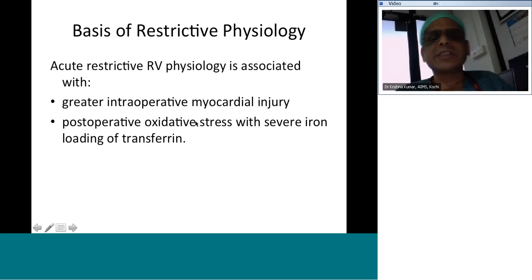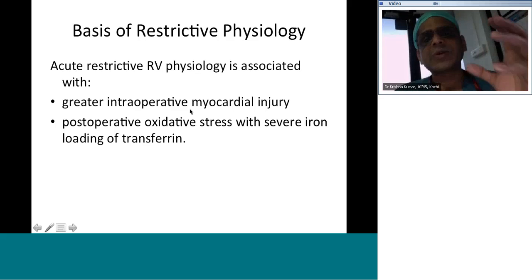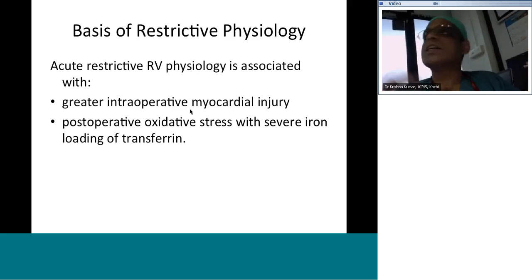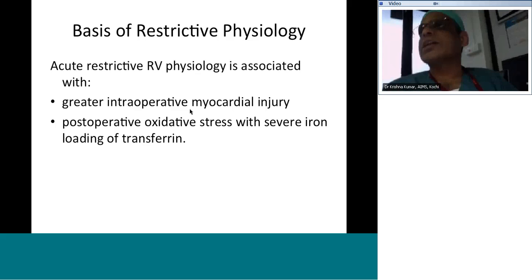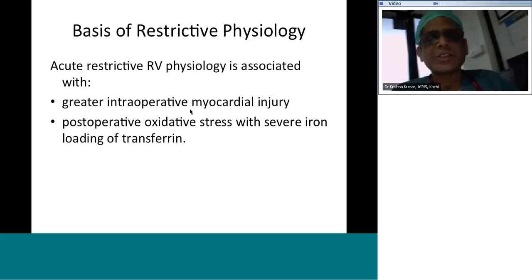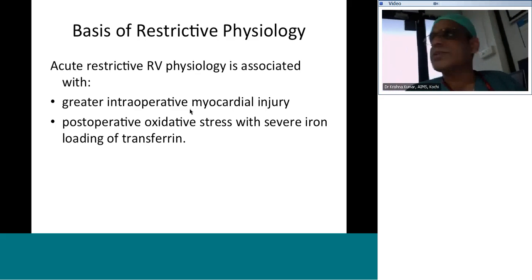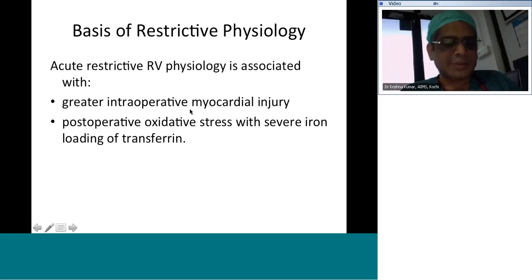I mentioned to you that these are patients who are hypoxic and not accustomed to a sudden oxidative stress load, because it results from improved oxygenation. So that's something that we have to understand, and of course iron loading of transferrin. So I'll explain that to you also.